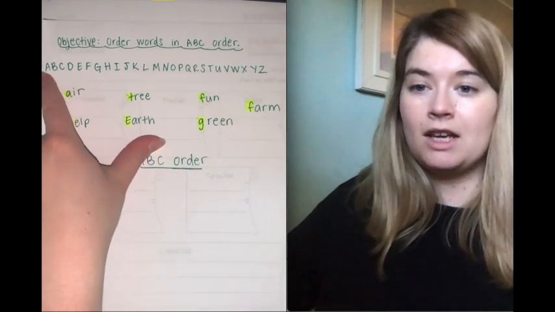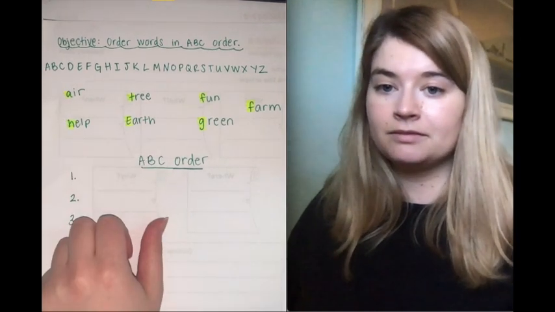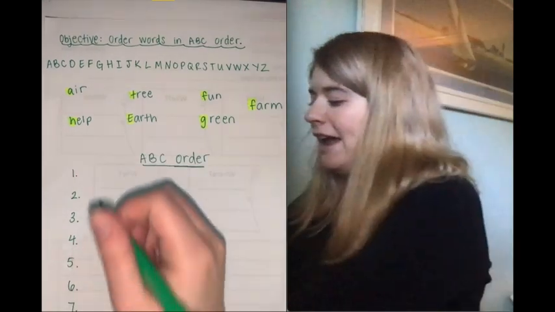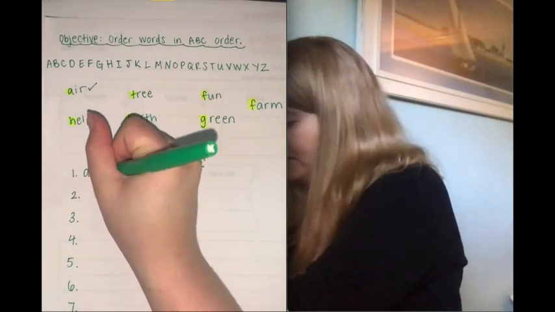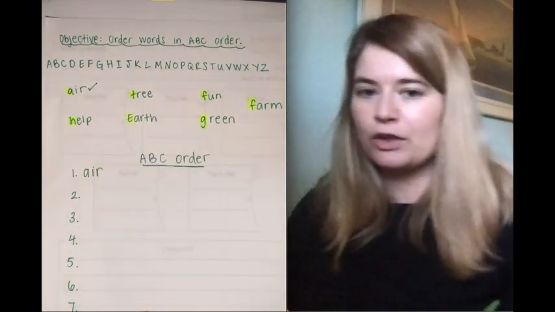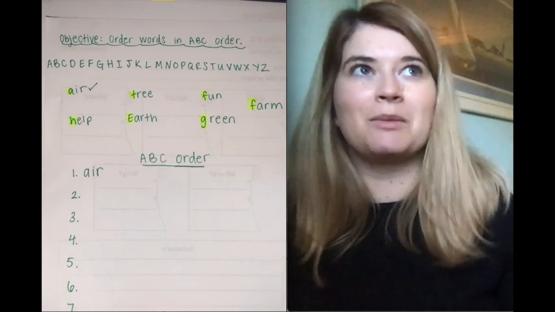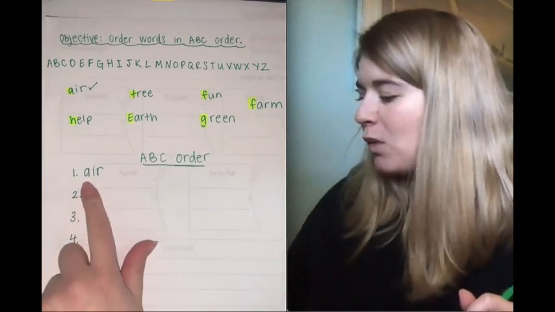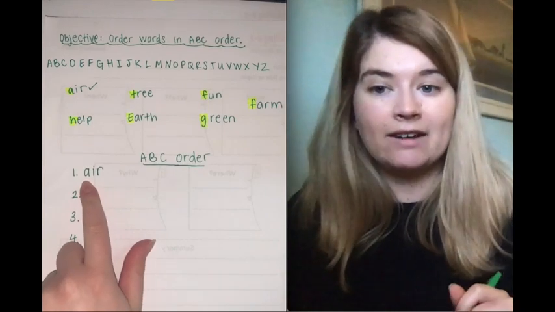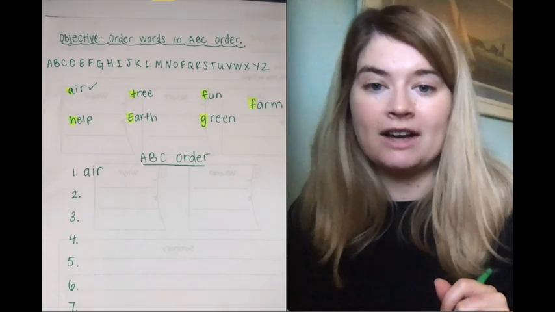Do I have any words that begin with an A? Yes, I do. Air. A-I-R. Air. I tried to make these Earth Day related since today is Earth Day. Well, you'll be watching this tomorrow, but it's Earth Day every day. So air is my first word because it starts with an A. A-I-R. Okay, so I'm going to put a little check. I'm done. I know that that is the first word.